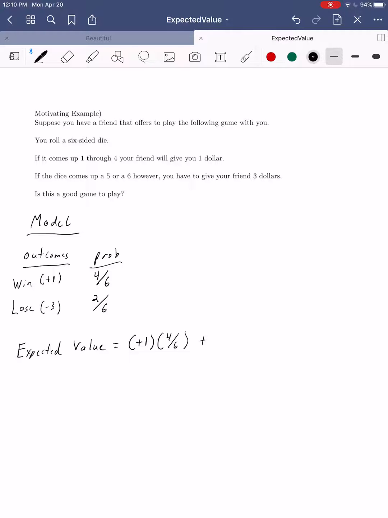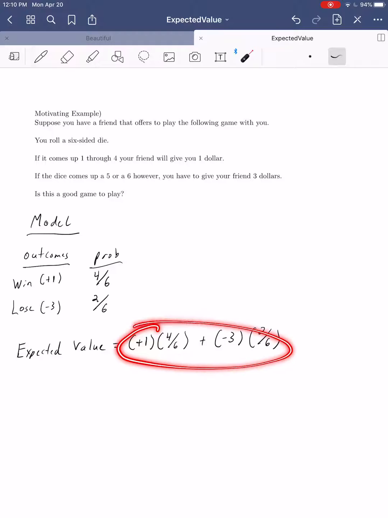And then we're going to add that to this outcome. Well, this is -3 in terms of its value, but it happens 2 out of 6 times. So we're going to multiply that with 2 out of 6. What you're effectively doing here is you're averaging these outcomes according to these probabilities. So this should be pretty easy to calculate, right?